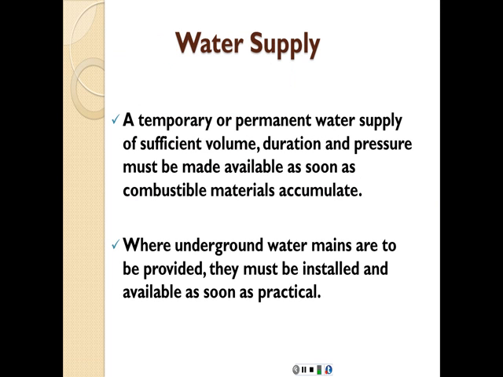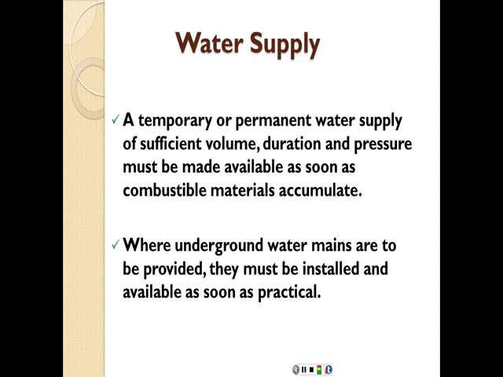Water supply. As we know, the easiest way to put out fires is using water. So a temporary or permanent water supply of sufficient volume, duration, and pressure must be made available as soon as combustible materials accumulate. Where underground water mains are to be provided, they must be installed and available as soon as practical at the very beginning of the construction project.